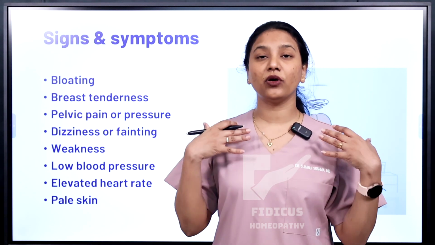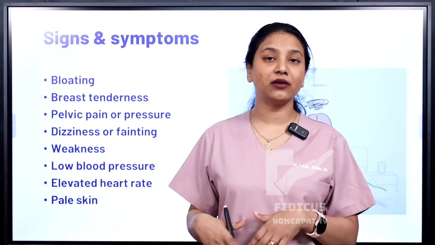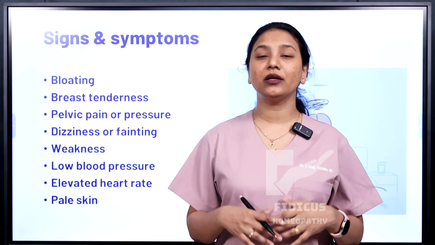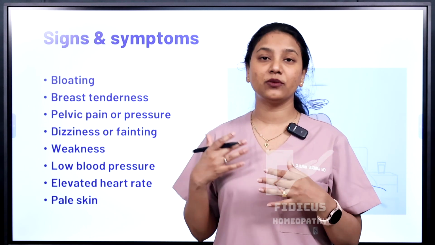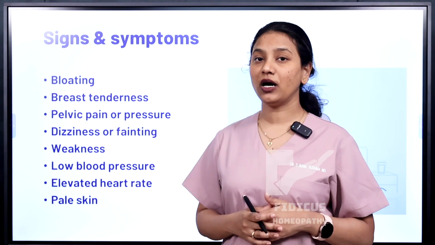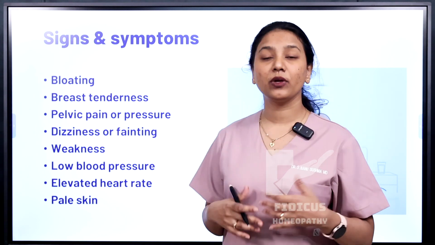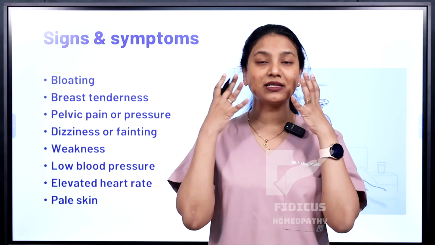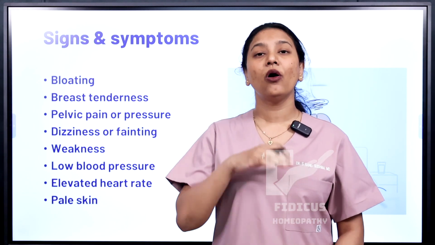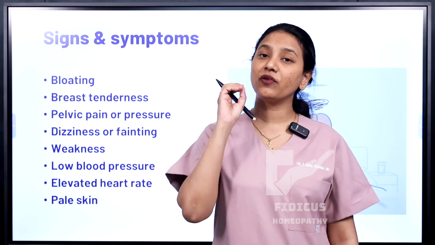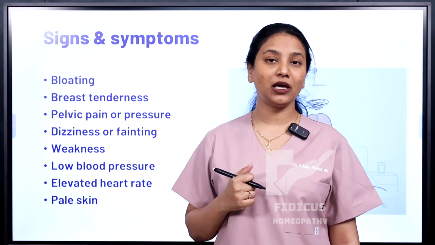heart rate. Because if you are bleeding too much, there is less iron and less hemoglobin in your blood, then your heart has to pump a lot more. That can lead to elevated heart rate. And also pale skin, because there is anemia, you will have a waxy pale appearance of the skin. If you're suffering from any of these features, you will come under the AUB criteria.